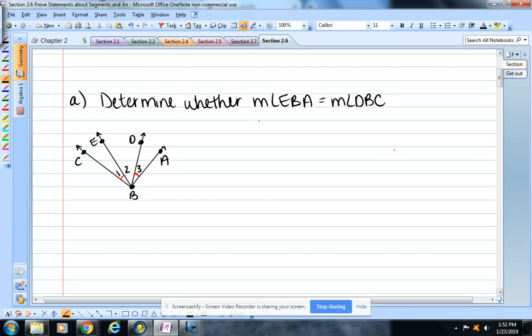And I'm trying to show that the measure of angle EBA, which is this angle 2 and 3 together, is the same as the measure of DBC, which is the same thing as 1 and 2 together. So I'm trying to show that this one is the same as this one. Okay? So we're going to set up our table with statements and reasons. Just like yesterday. Statements and reasons. If I could spell reasons.